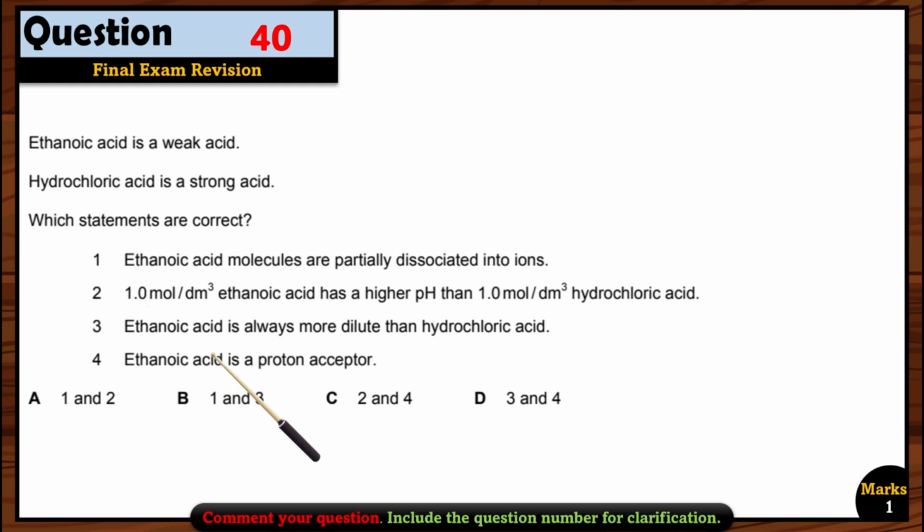Let's see option 3. Ethanoic acid is always more dilute. That's wrong. Weak or strong has nothing to do with dilute or concentrated. I already informed you of this. So this option is wrong. Ethanoic acid is a proton acceptor. Wrong. Even if it's weak, it is still a proton donor because it's an acid. So we are just left with statements 1 and 2, that is A. So option A is correct.